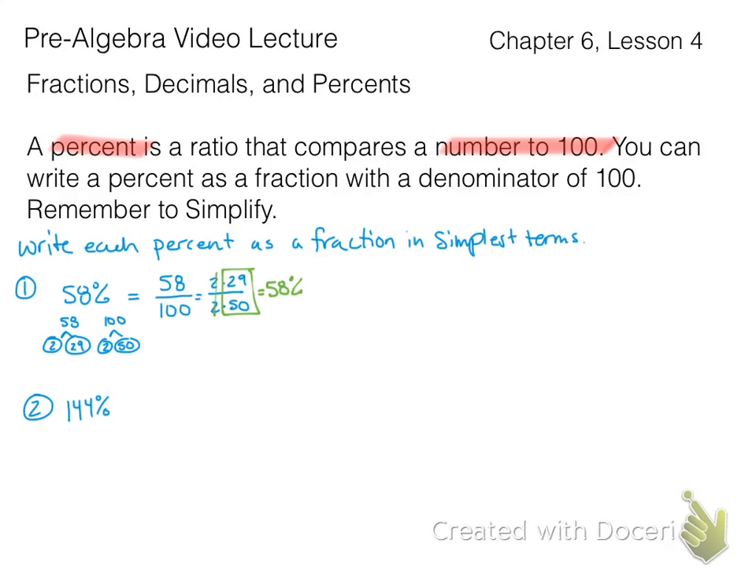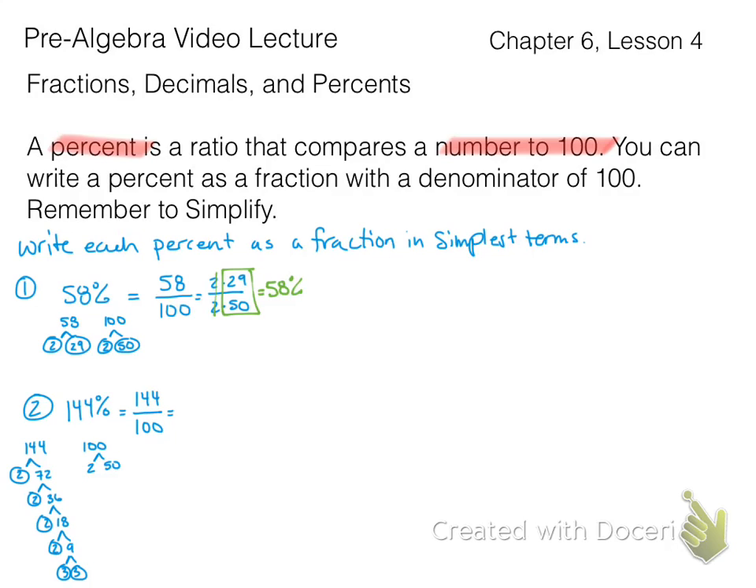Okay. Number 2 is 144%. So if I'm comparing it to 100, it's just 144 over 100. There you go. But we do need to simplify this. So factor tree: 2 goes into 144 72 times. 2 goes into that, 36, 2 and 18, 2 and 9. You get the idea, 3 and 3.